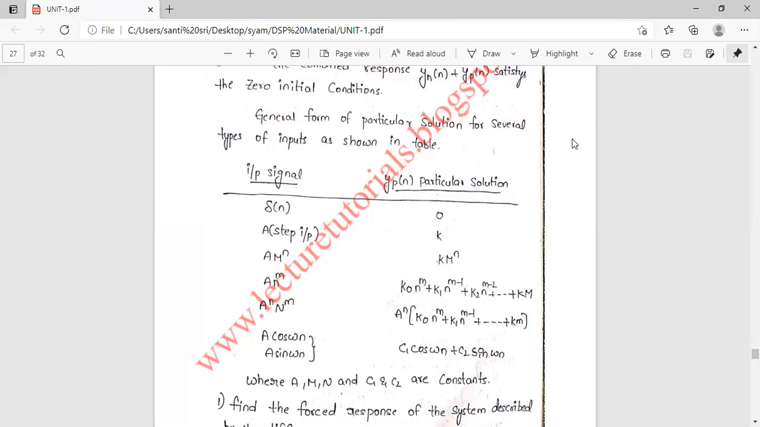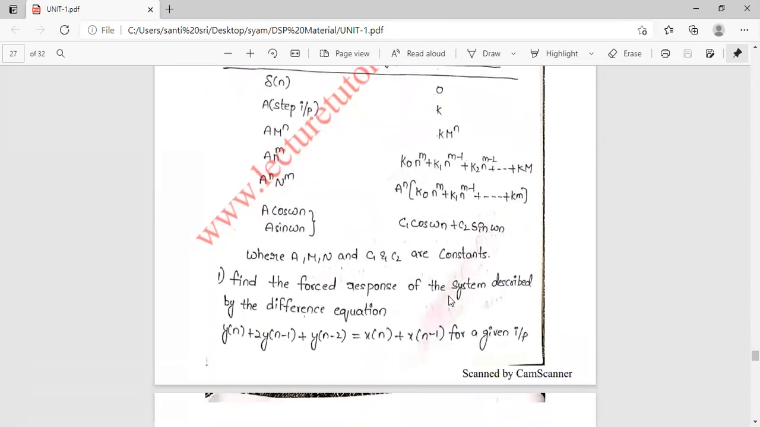Similarly, for a power n into n power m, taking a power n as common, it is k0 into n power m plus k1 into n power m minus 1 plus up to kn. Similarly, for a cos omega n or a sin omega n, the particular solution is c1 into cos omega n plus c2 into sin omega n. Here a, capital M, capital N, c1 and c2 are all constants. So these are the particular solutions for the given input signals. Right? Now let's see some problems.